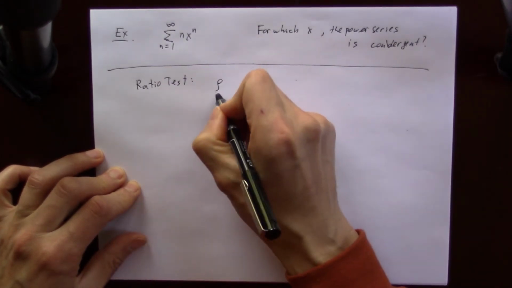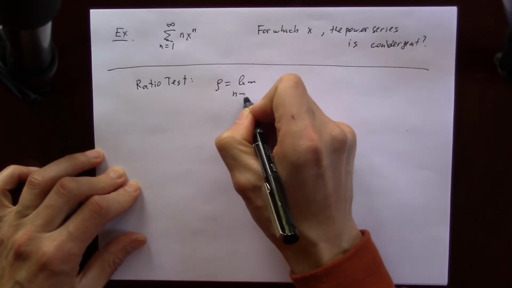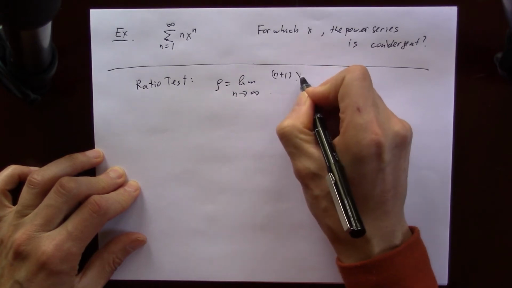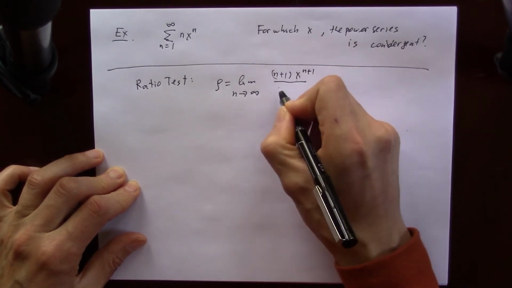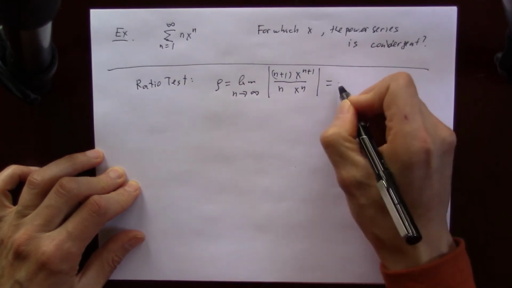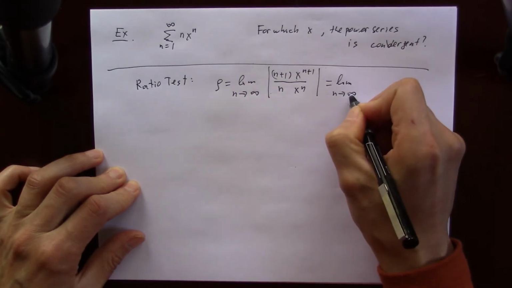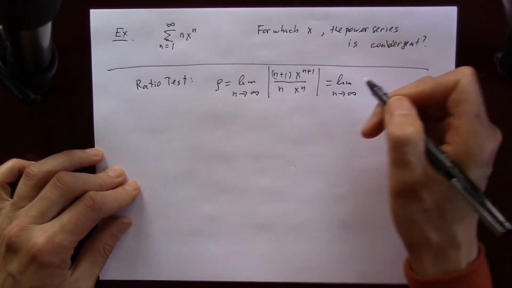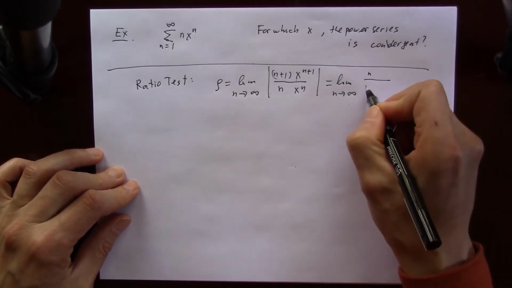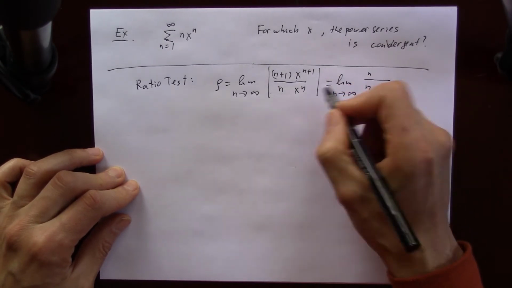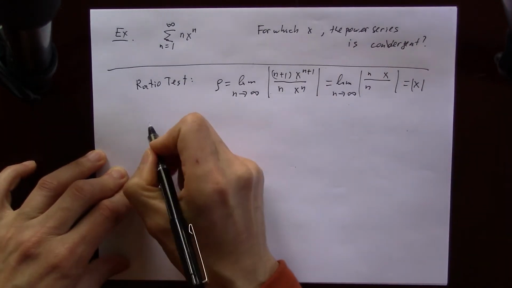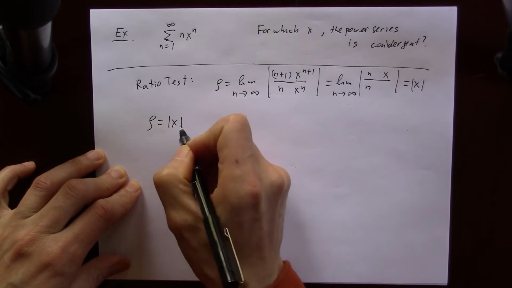So we get rho equals the limit as n approaches infinity of the absolute value of (n plus 1) times x to the n plus 1 over n x to the n. The limit of (n plus 1) over n, using the rule of thumb, is that n over n, and x to the n plus 1 over x to the n is just x. So at the end we get the absolute value of x. So rho equals the absolute value of x.